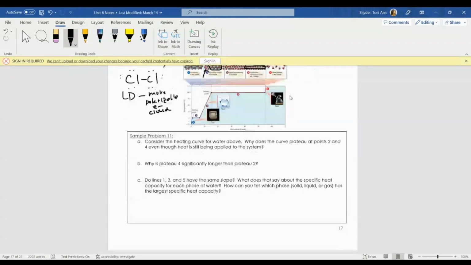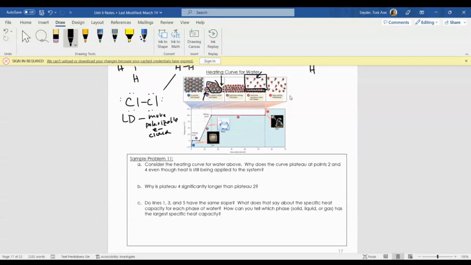Let's answer these questions. Consider the heating curve for water above. Why does the curve plateau at points 2 and 4, even though heat's still being applied to the system? It does say heat added. As I am melting this ice, I'm still adding heat, and as I'm vaporizing this water, I'm still adding heat. Look how much heat I'm adding. Looks like about 15 kilojoules per mole to about 55. Looks like I'm adding about 40 kilojoules to vaporize water. So what's happening, right?